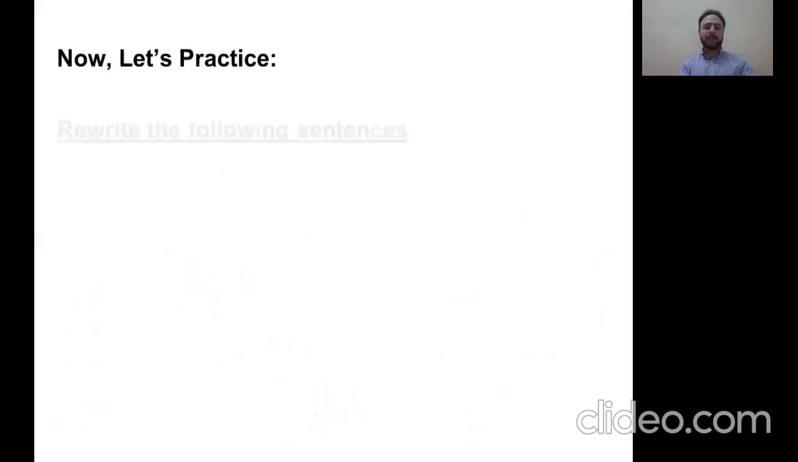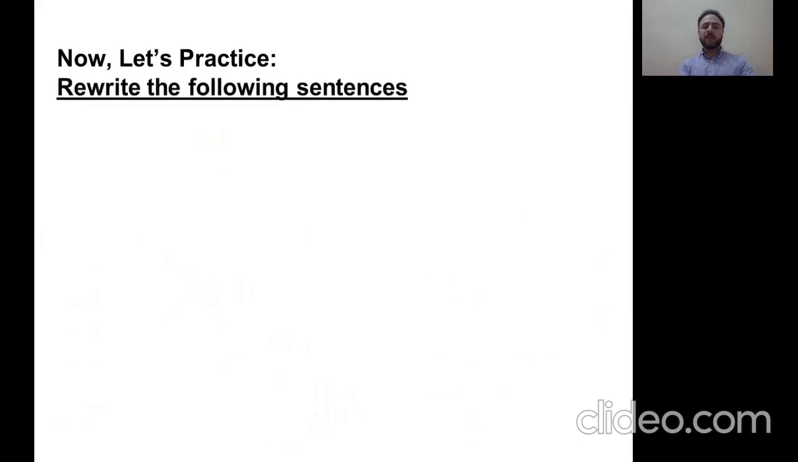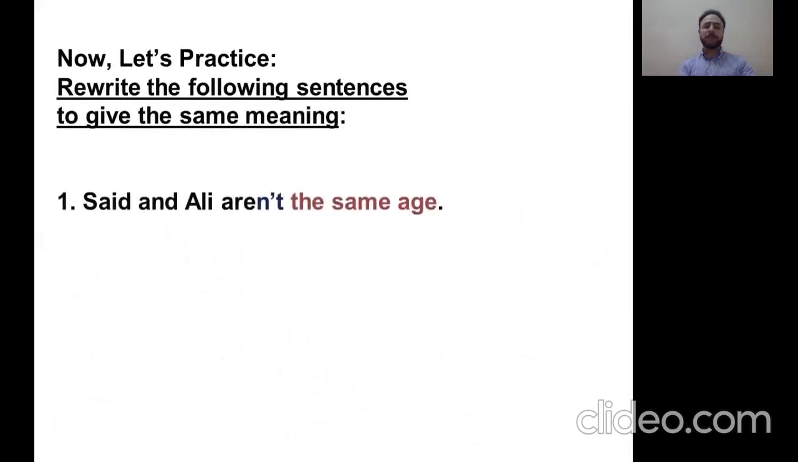Now let's practice. Rewrite the following sentences to give the same meaning. Number one, Saeed and Ali aren't the same age. Use as...as. You can pause the video and answer, and then check your answer with my answer here. So the answer is: Saeed isn't as old as Ali.